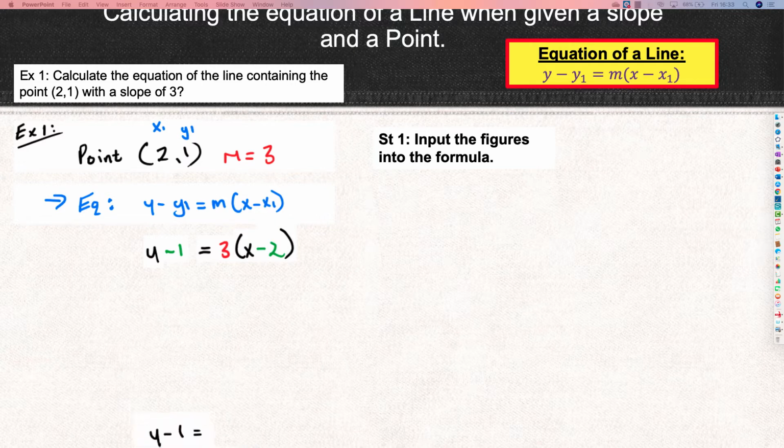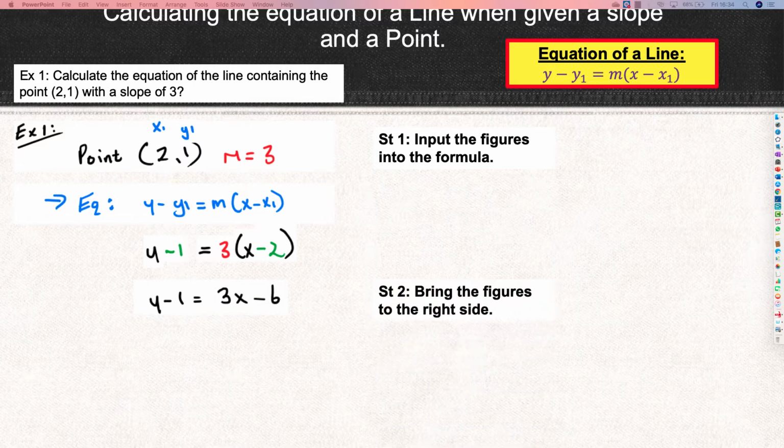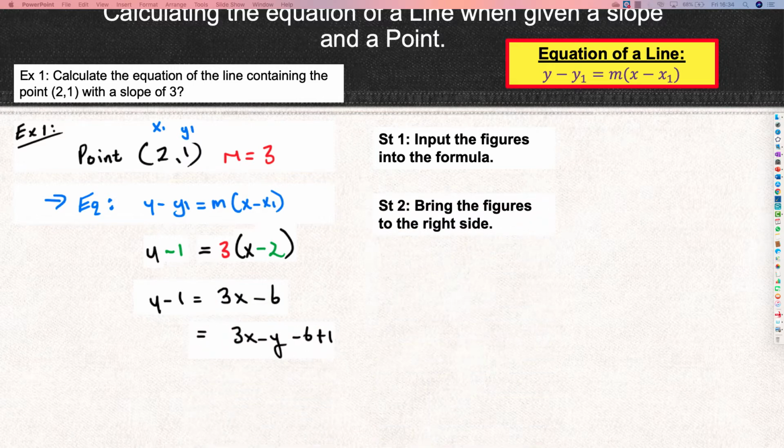That's y minus 1 equals 3x minus 6, which gives 3x minus y minus 6 plus 1, equal to 3x minus y minus 5. So, from our point 2, 1 and our slope of 3, that's my line: 3x minus y minus 5. Is that alright? So, that's one way we can be asked to do it, when we have a point and we have a slope.